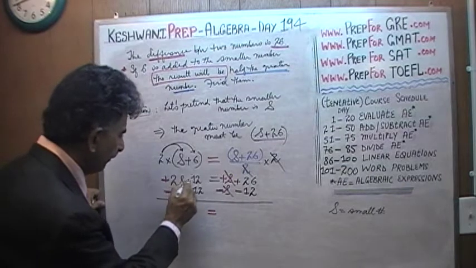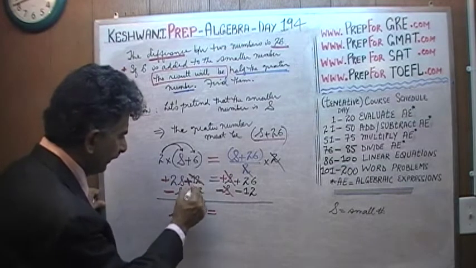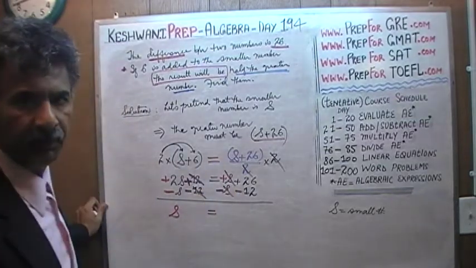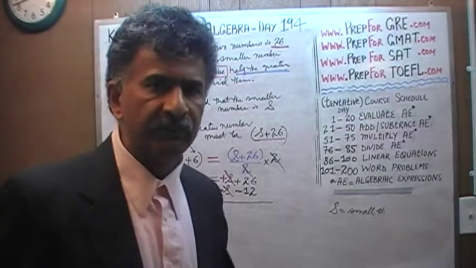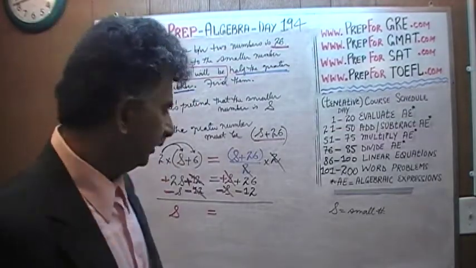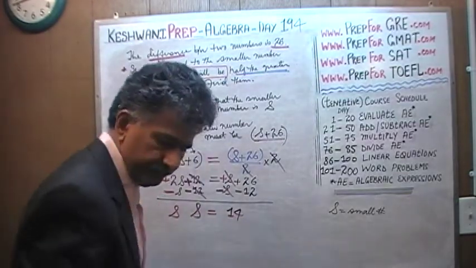So now we have a positive 12 here, and here we have a negative 12. So they cancel out. And 26 minus 12. How much is 26 minus 12? How the hell do I know? I know 26 minus 10 is 16. So 26 minus 12 must be 14. That's it. That's your s.